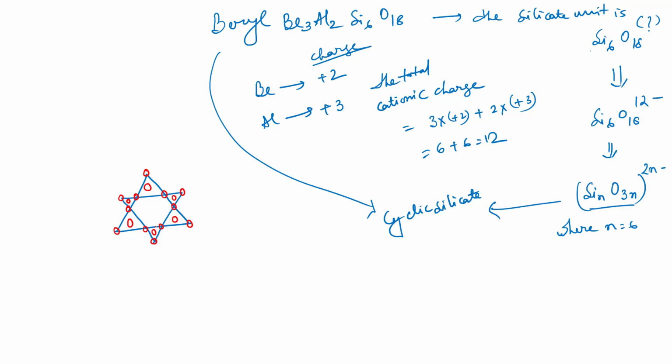You can see one six-member cycle is formed in the center, and the silicons are here. So this is the geometrical formulation of this Si6O18 12-. So the beryl has a cyclic silicate unit.